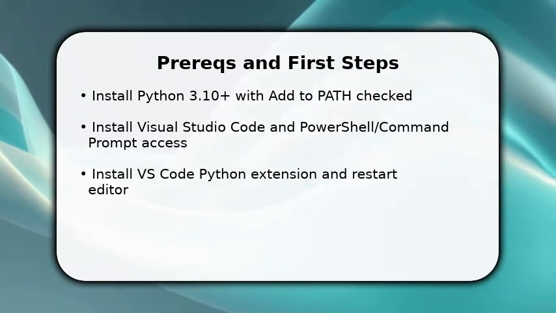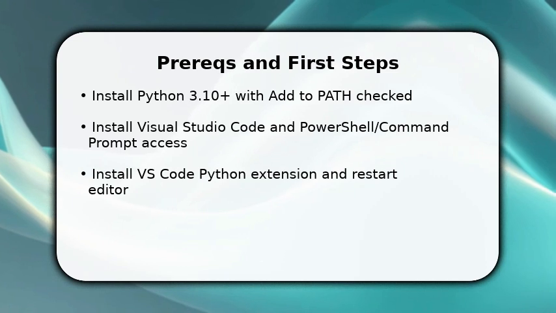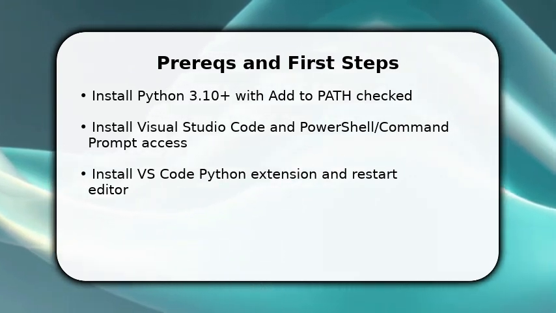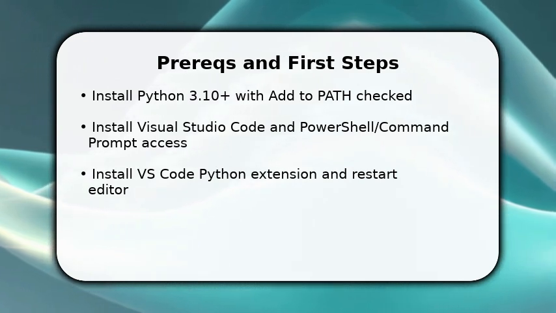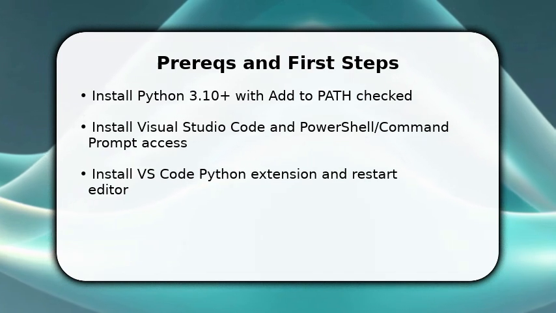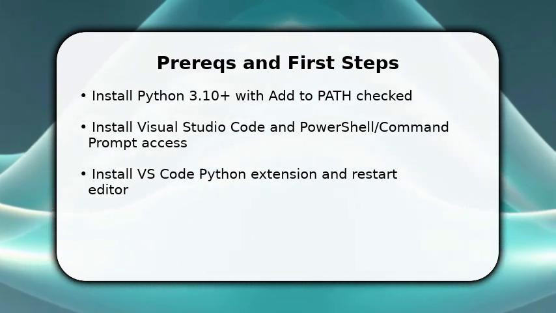Once done, open a folder for your project and create a new .py file so VS Code prompts for interpreter selection. Make sure to restart VS Code after extension install so the extension activates and detects your Python installation properly.